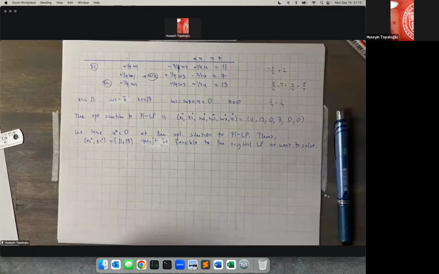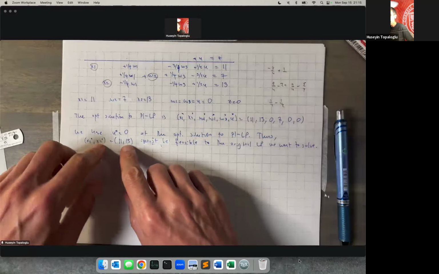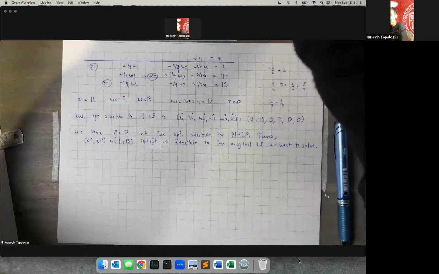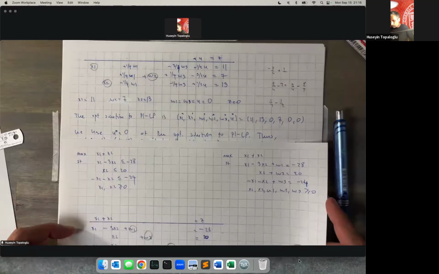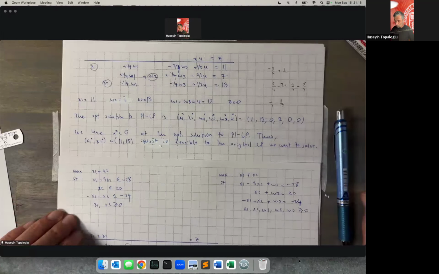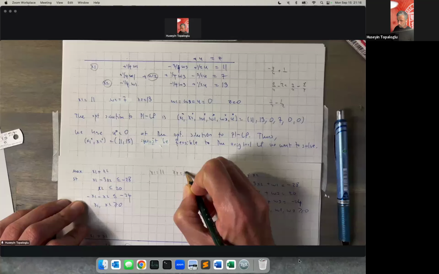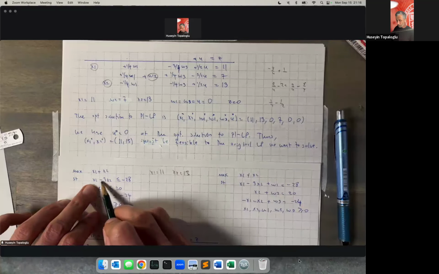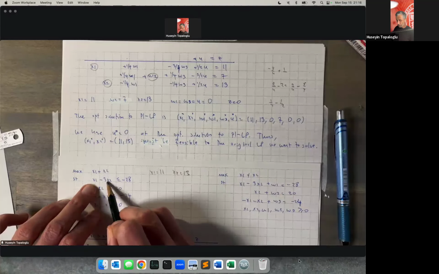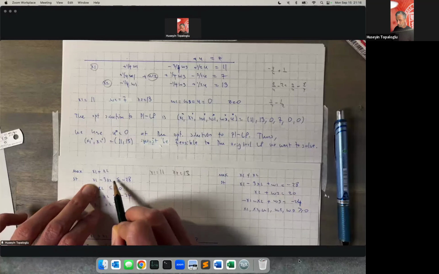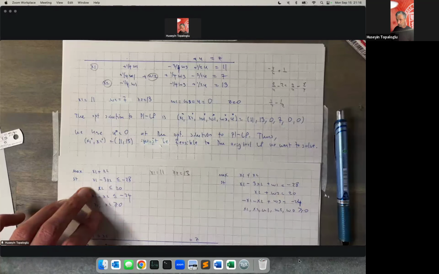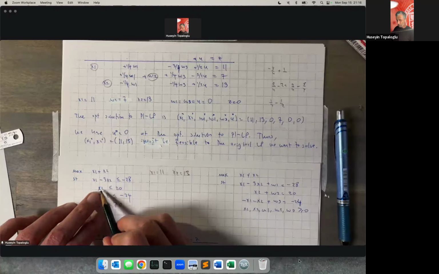Let's check if X1 equals 11, X2 equals 13 is feasible to the original linear program that we would like to solve. Here is the original linear program. X1 is 11, X2 is 13. 11 minus 3 times 13, 11 minus 39 is minus 28. Minus 28 is less than or equal to minus 28. The first constraint is satisfied.